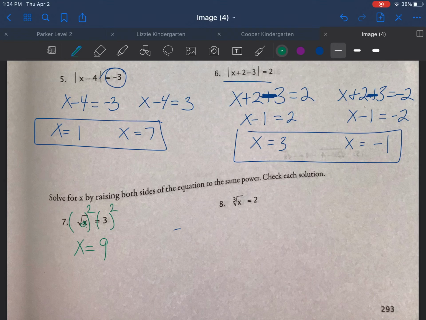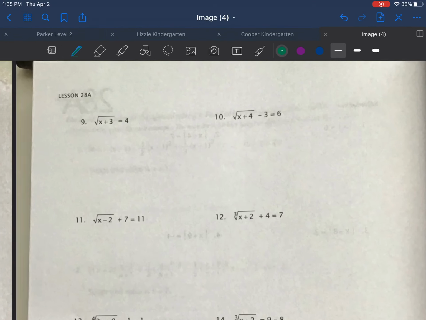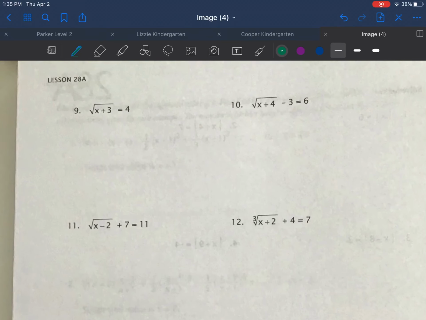Yay! Okay, if we got a cube root, we're going to cube each side. So x would equal 2 cubed, which is 2 times 2 times 2, which is 8. And again, the cube root of 8 is 2. Okay, they get a little bit more advanced when we come over here, but honestly, they're really not too bad. So on 9, we're square rooting. The opposite of square rooting is to square. As long as we do the same thing to both sides, everybody's happy. The square root of x plus 3 squared is just x plus 3. That equals 16. So x is equal to 13.